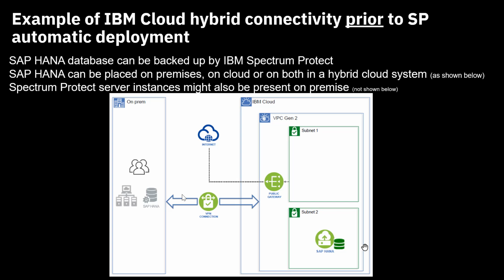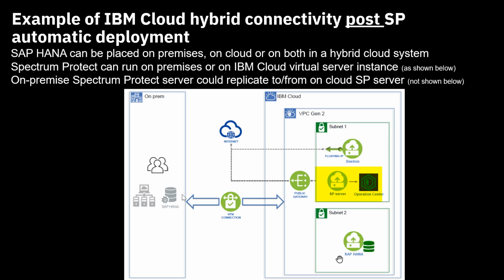If you are using a hybrid situation, maybe you're using it to protect SAP HANA, that SAP HANA could reside on-premise, or it could reside in the cloud, or both. Now, likewise in this hybrid environment, and I don't show that in the diagram here, but you could also have a Spectrum Protect server instance on-prem as well. And so maybe this is an existing Spectrum Protect server that's primarily backing up your on-premise workloads. Not a problem. I'll show you how we can work with replication on that.